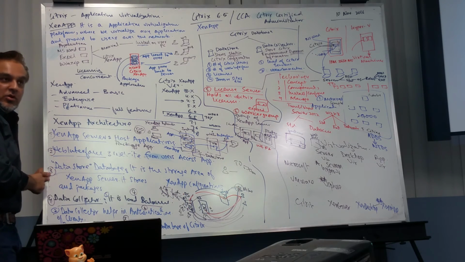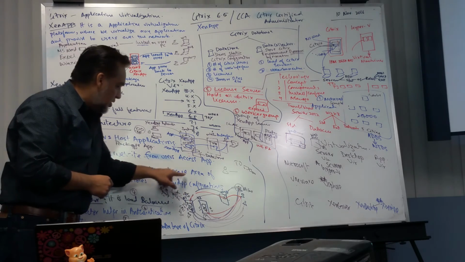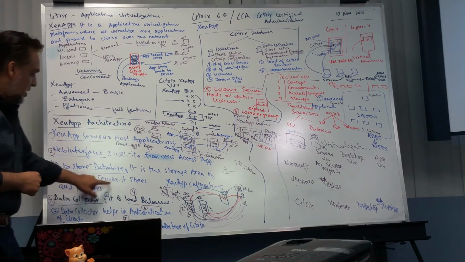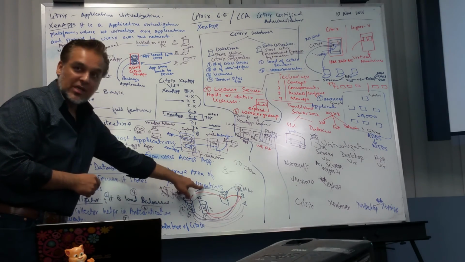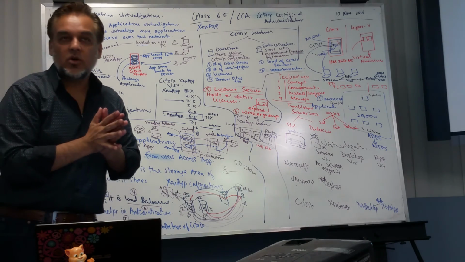Third one is data store. Data store is a database, and what does it do? It is the storage area of XenApp server. It stores XenApp configuration and packages. It stores all static information.